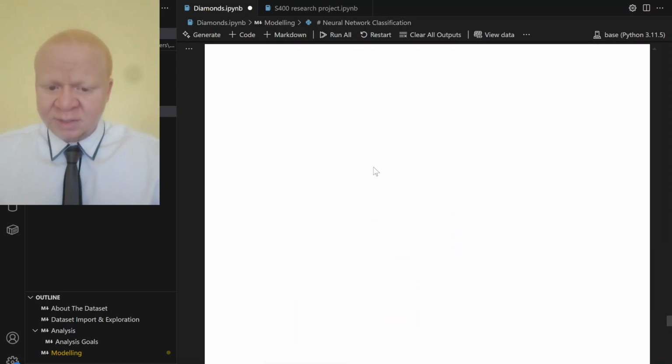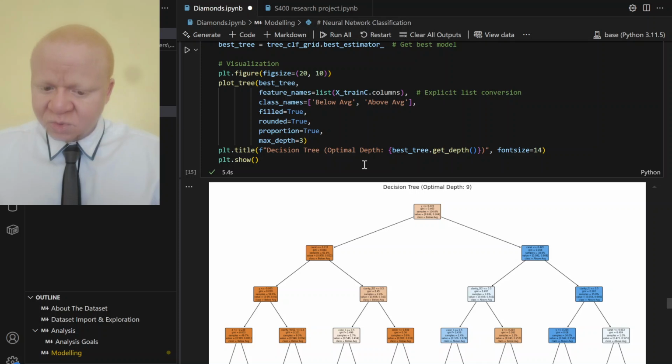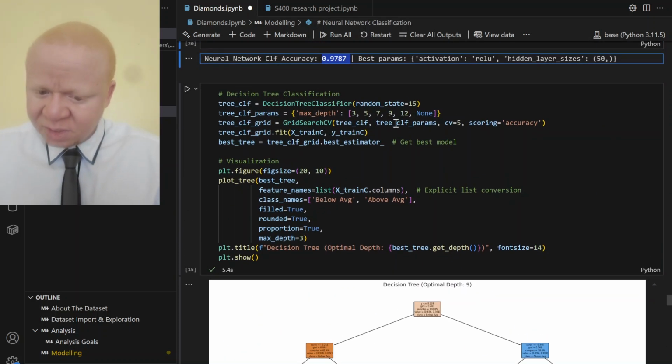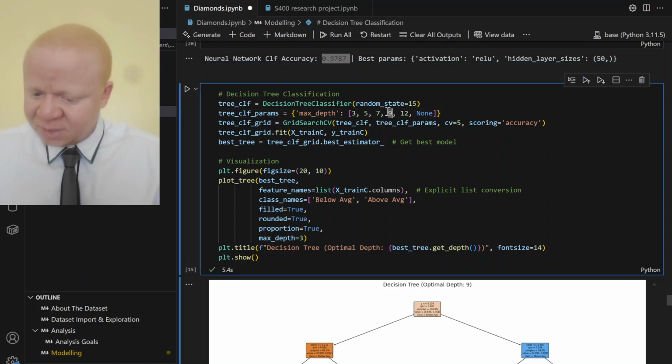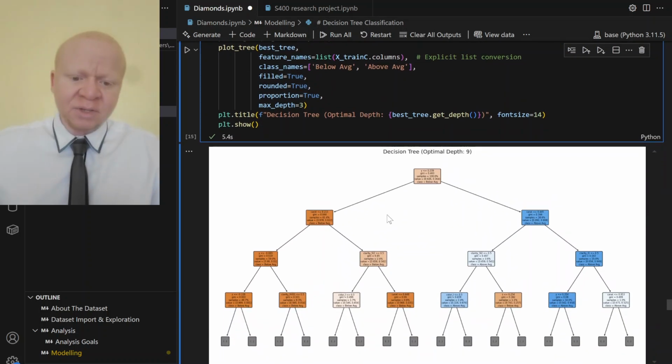This is a bigger tree. This one was a bit more complicated because I went to, I believe, a depth of 9. We did a grid search, and I believe that the best depth was 9, which makes it a bit more complicated, but otherwise it's still a great tool.